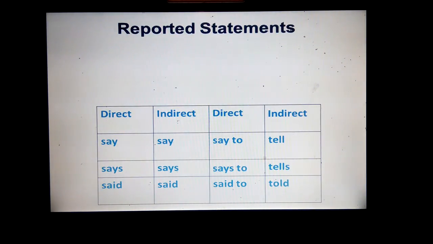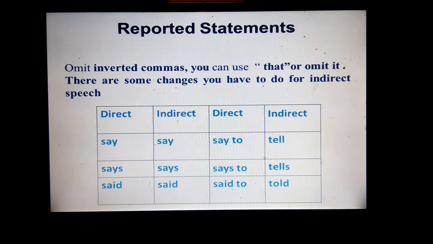Let's begin with reported statements. العبارات الخبرية الغير مباشرة. Omit inverted commas. You can use that or omit it. There are some changes you have to do for indirect speech. When you want to do reported speech or indirect speech, you have to remove inverted commas. أول حاجة بنشيل الفاصلة الفاصلات العلوية. Then we can use that or do without it. ممكن نستخدمها أو لا.